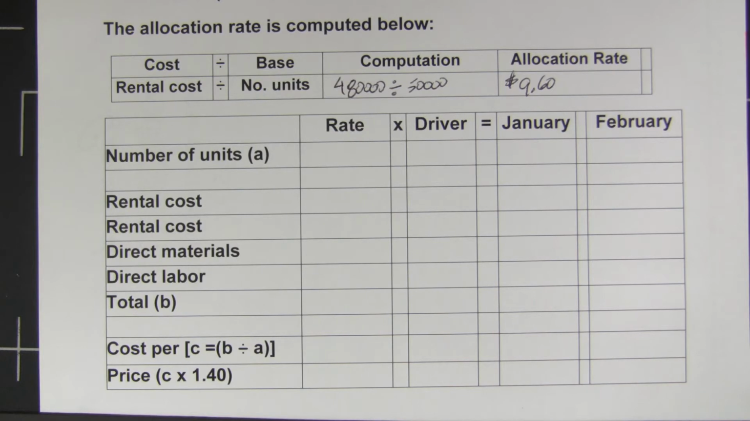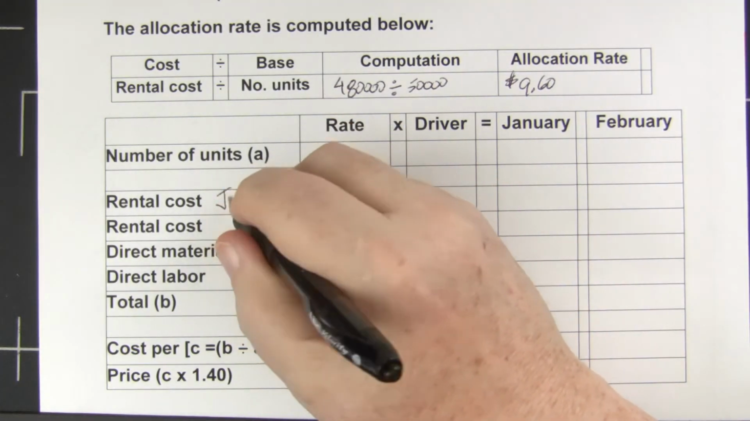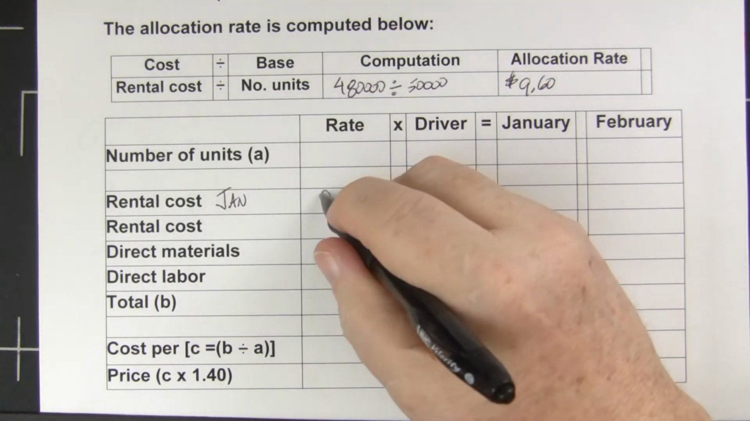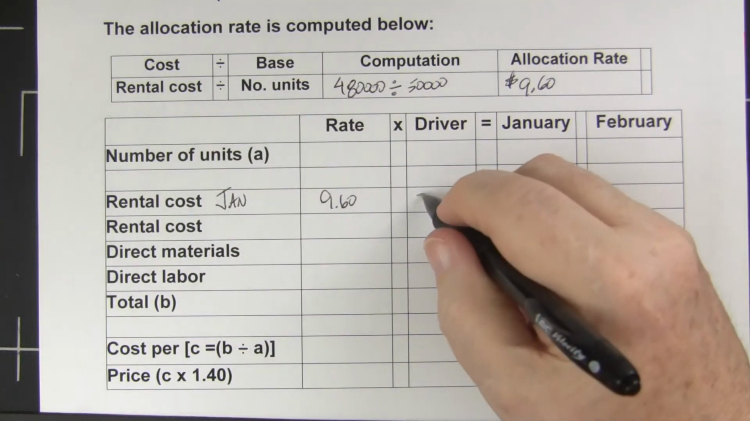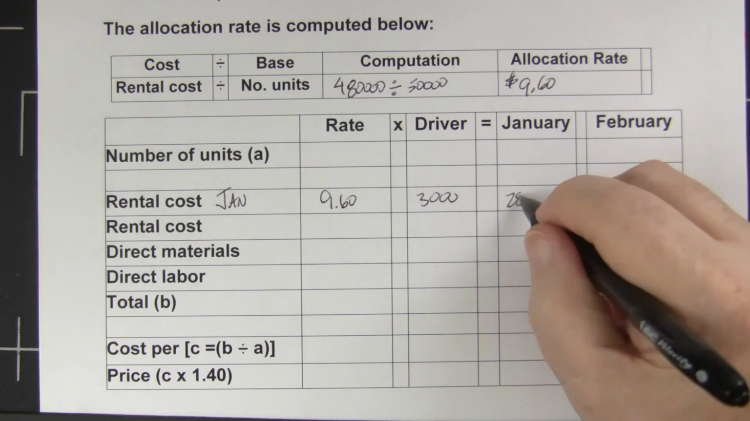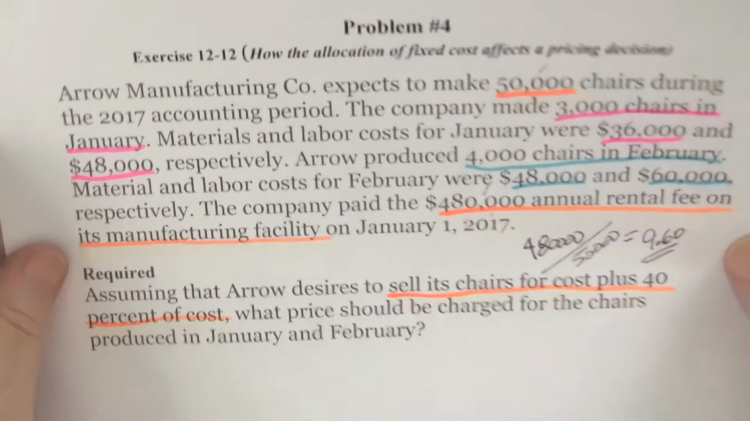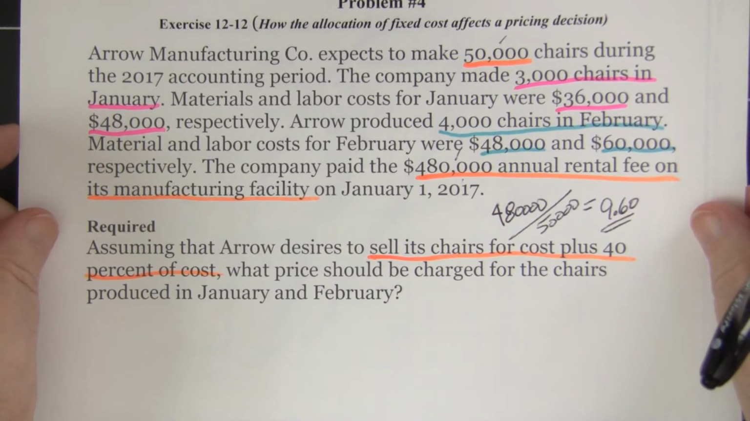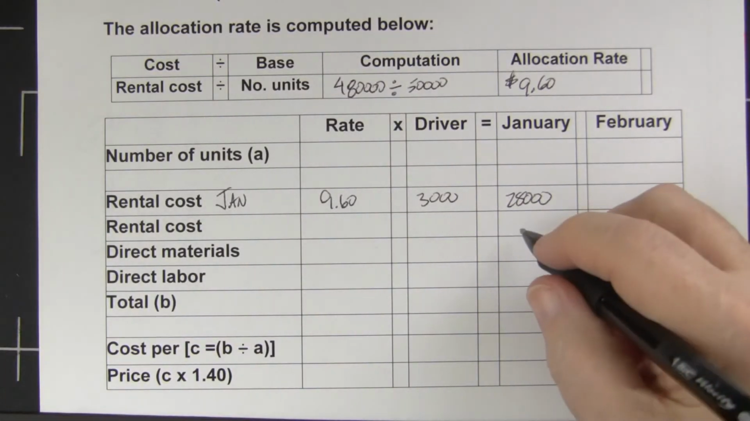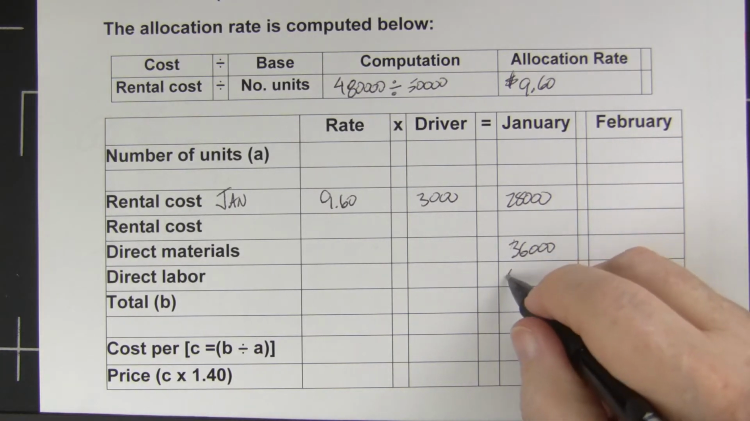So we'll do, what do we do, 3,000 in January, so we'll do January first. So January was $9.60, and we made 3,000 chairs. So we're charging them $28,800 for rental cost in January. And the direct material and the direct labor, they gave us that. They're up there in pink, 36 and 48. So we have 36,000 in direct materials, and we have 48,000 in direct labor.